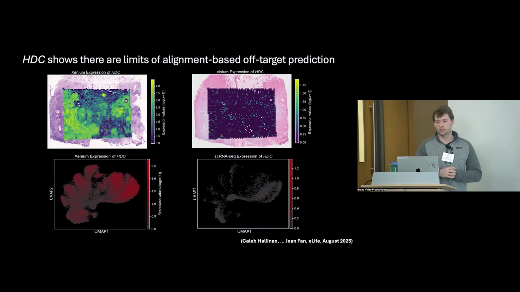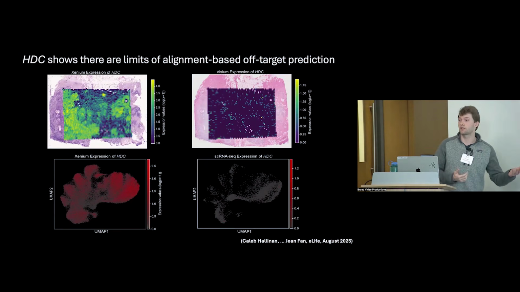So the last thing I'll share is this gene HTC. And I think this gene does a really good job of showing that there really are limits to alignment-based off-target prediction. So this gene expression in the Xenium is here. It's got a really cool spatial pattern, pretty highly expressed. This is the expression in the Xenium UMAP. You can see that in the Visium data set and the single-cell RNA-seq data set, this gene is not really expressed. It's pretty sparse. And so we ran OPT and found no predicted off-targets for this gene.